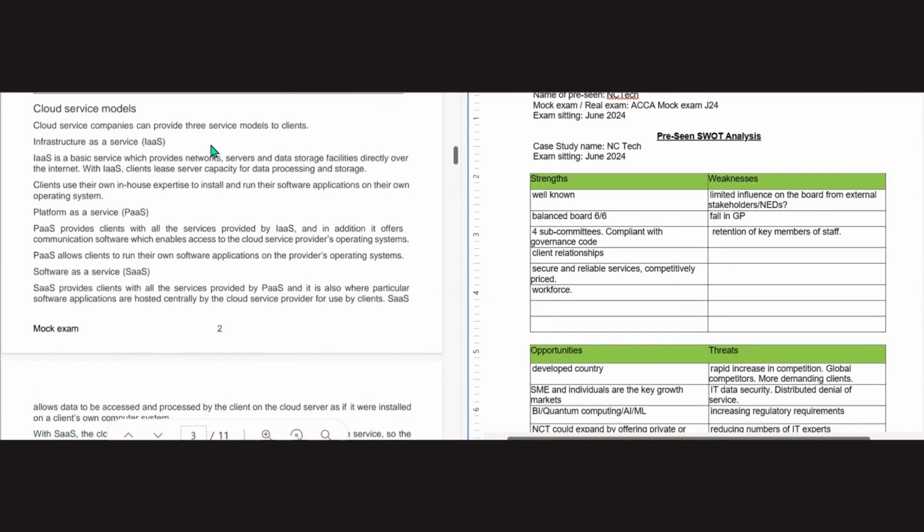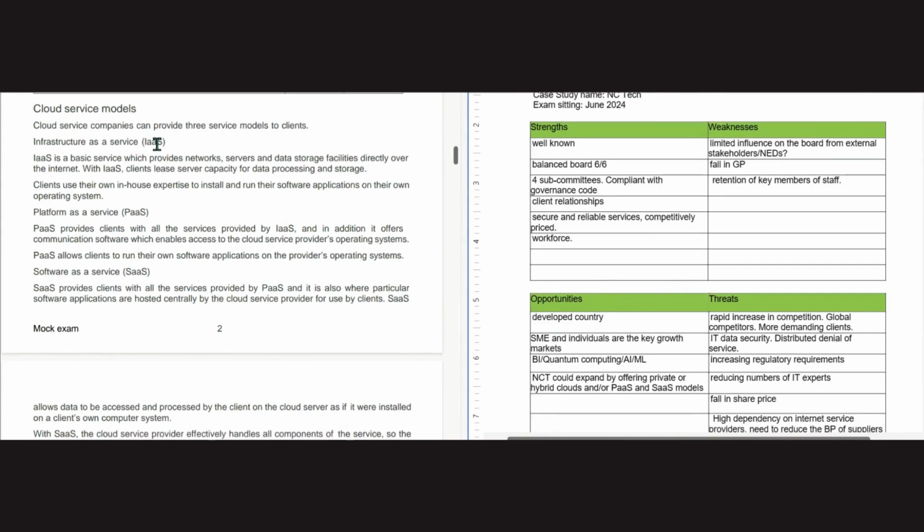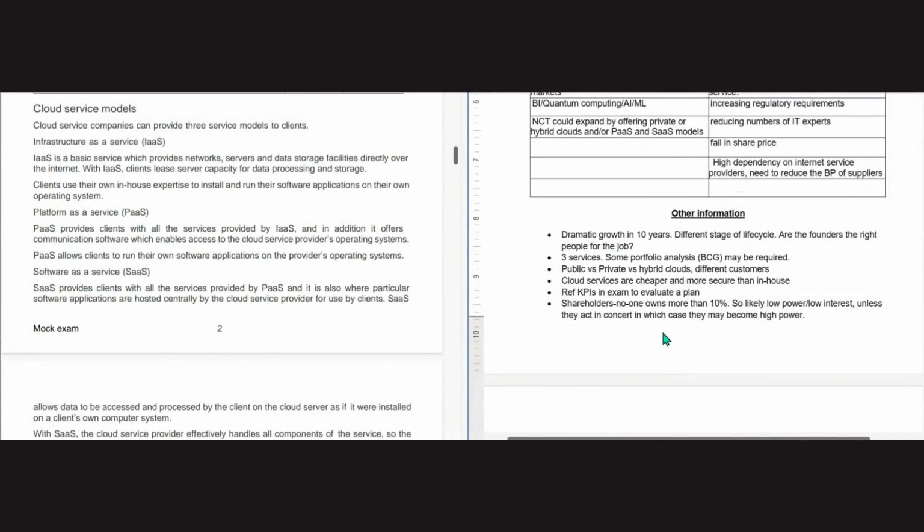Then it talks a little bit about the various cloud service models. I'm not going to go through this in a huge amount of detail, except to say that we have 3 levels of service models: IaaS, PaaS, and SaaS. Essentially they get more sophisticated as they go down. But apart from that, I'm not going to spend too long going into the detail.